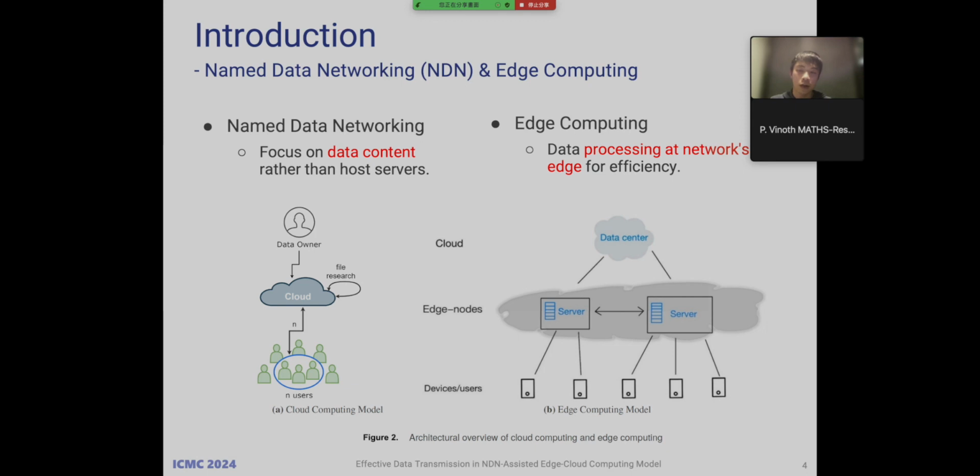NDN offers a paradigm shift by focusing on data contents rather than the host servers. This approach aligns well with the emerging demands of modern network environments, and coupled with edge computing, which processes data closer to the source, the efficiency of data transmission can be significantly enhanced. In this slide, figure number two illustrates the conceptual framework of the integration.